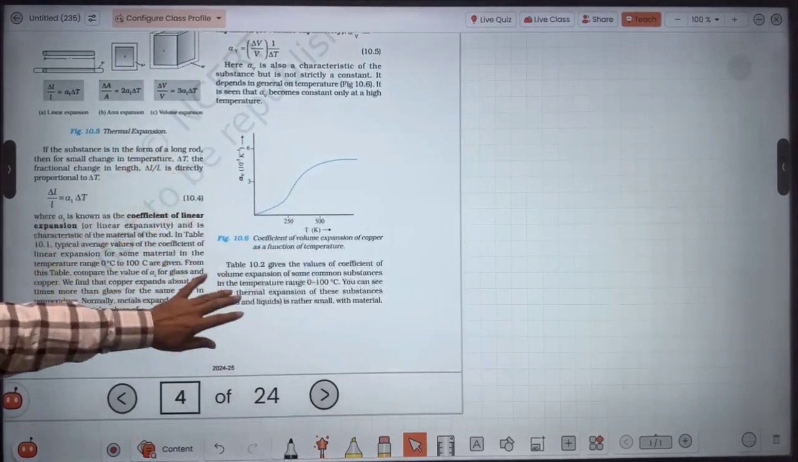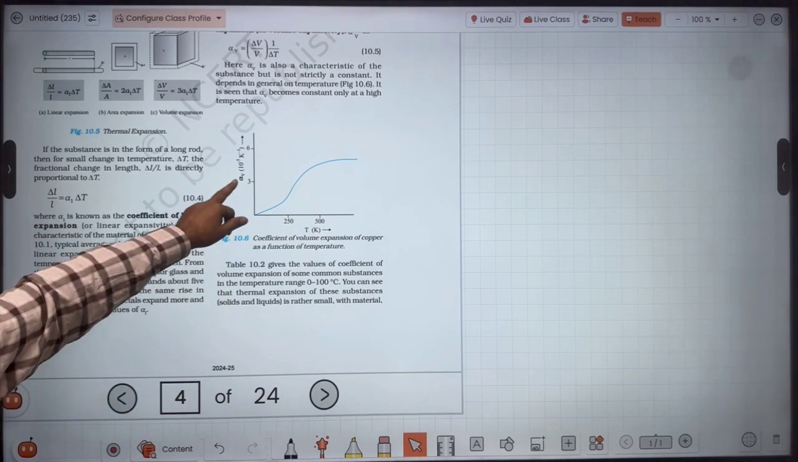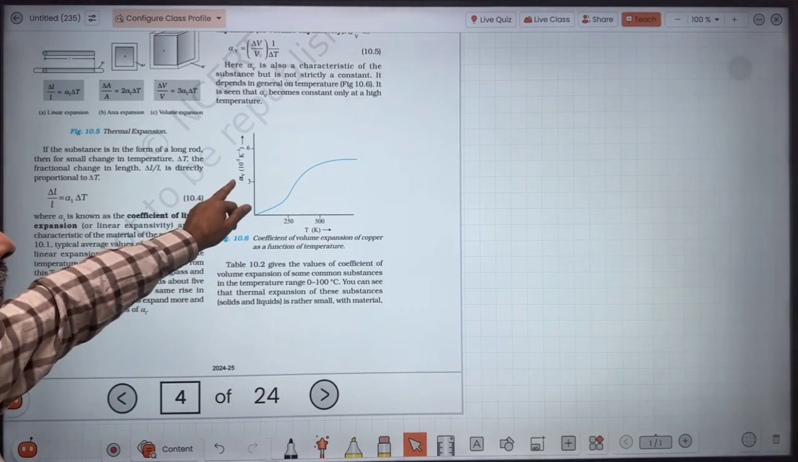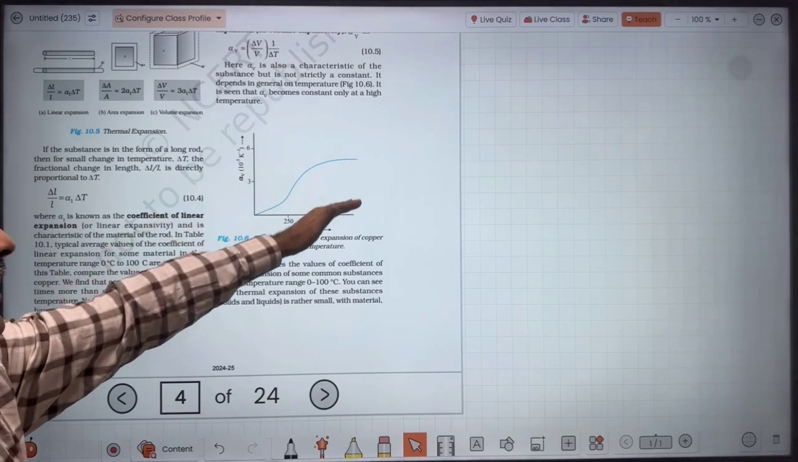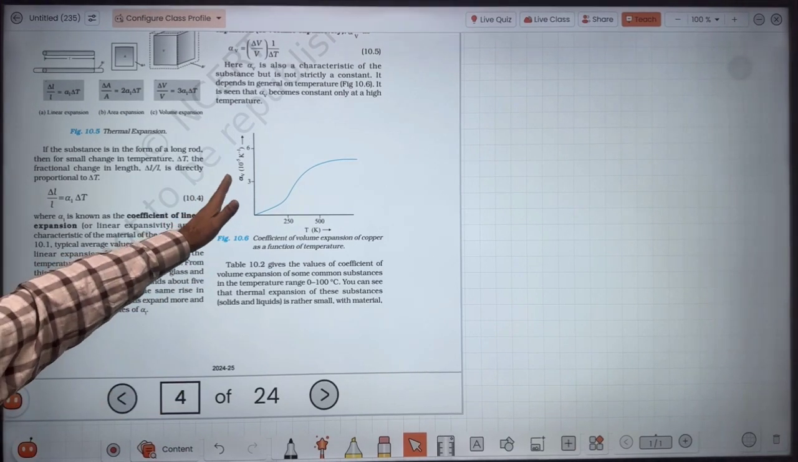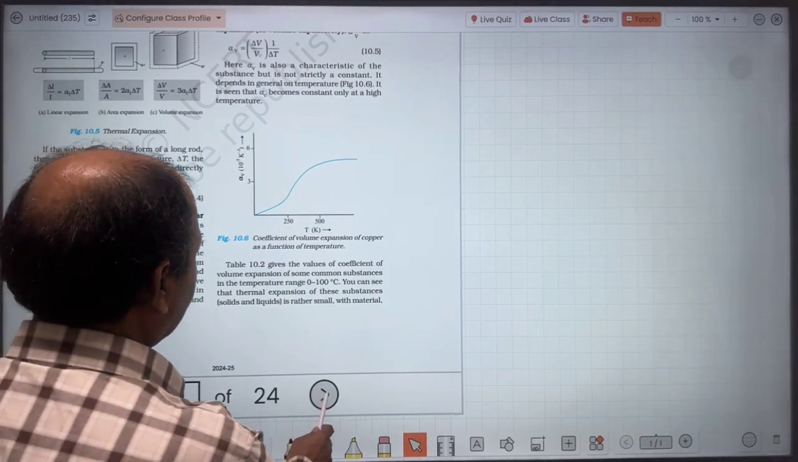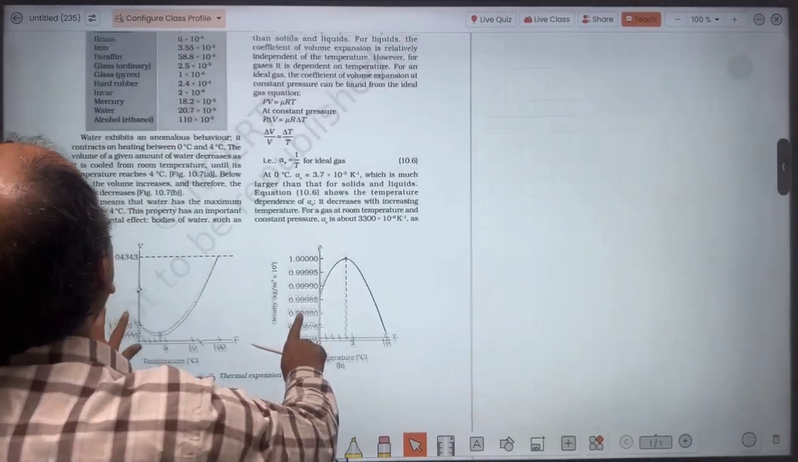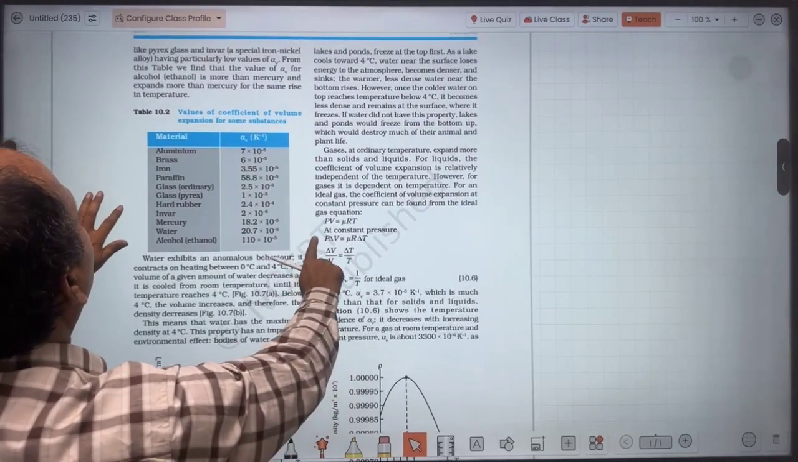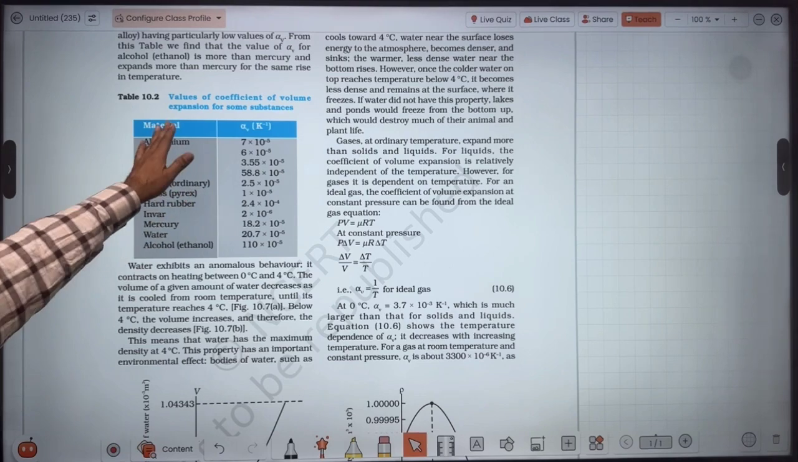Here, coefficient of volume expansion of copper as a function of temperature. The graph is shown. Here this is gamma, or alpha V. The graph varies like this. So you can say that with increase in temperature, gamma also increases, but not linearly. Here in the table you will find different values of gamma.